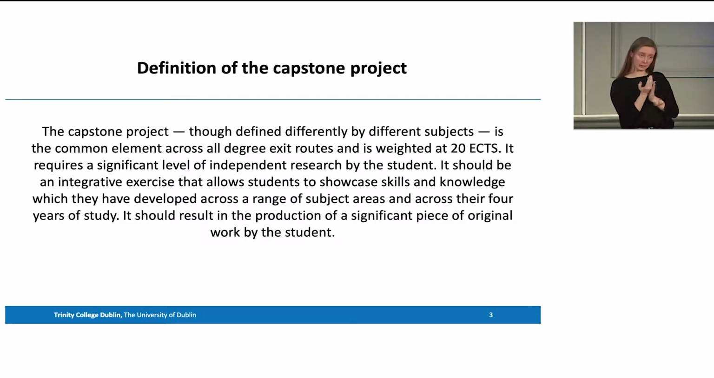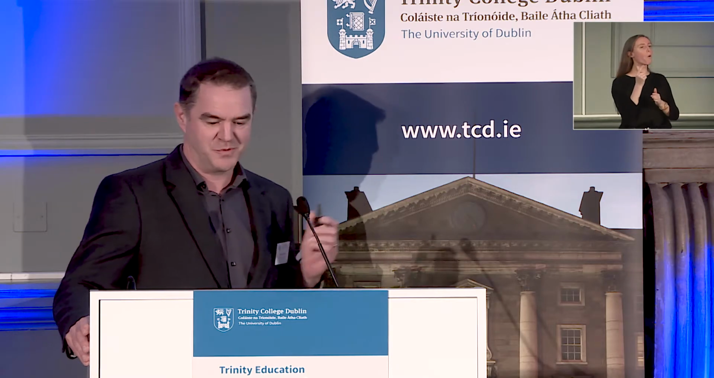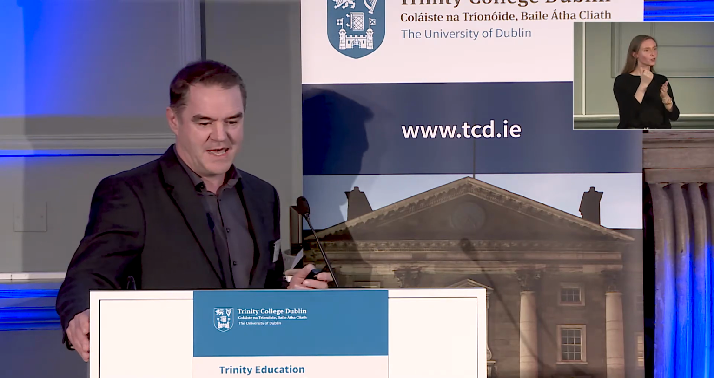So the Capstone Project, though defined differently by different subjects, is the common element across all degree exit routes and is weighted at 20 ECTS. It requires a significant level of independent research by the student. It should be an integrative exercise that allows students to showcase skills and knowledge which they've developed across a range of subject areas and across their 4 years of study. It should result in the production of a significant piece of original work by the student. As I mentioned, in a couple of minutes, we'll actually be seeing a significant piece of individual work that's been created during a Capstone project.